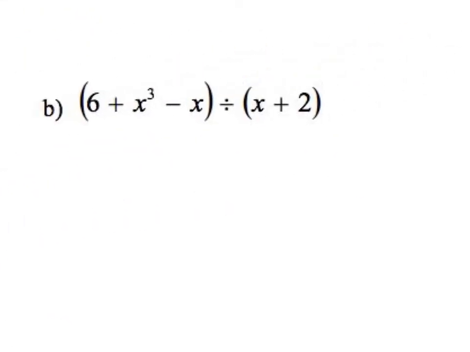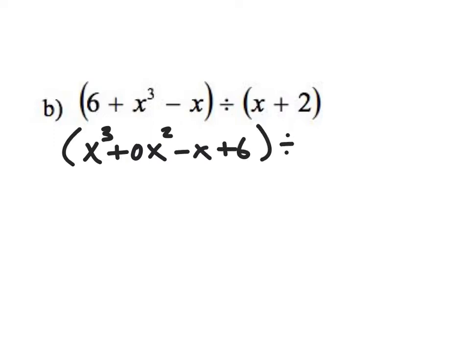All right, now what I notice here is that I've got 6 plus x cubed minus x. Let's rewrite this in standard form. So I'm going to write this as x cubed plus 0x squared minus x and then plus 6. And then I'm going to divide this by x plus 2.